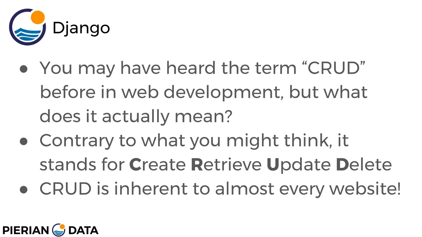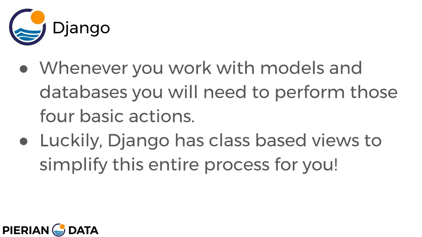Pretty much any website with users has the ability for a user or an administrator to create content, retrieve prior content, update that content, or delete that content. Now, we pretty much already know how to retrieve things by using the connection between the URLs, the models, and the views.py file. What we're going to be learning about here is more on creating, updating, and deleting information from our web application. Whenever you work with models and databases, you will need to perform those 4 basic actions, and luckily, Django has class-based views to simplify this entire process for you.